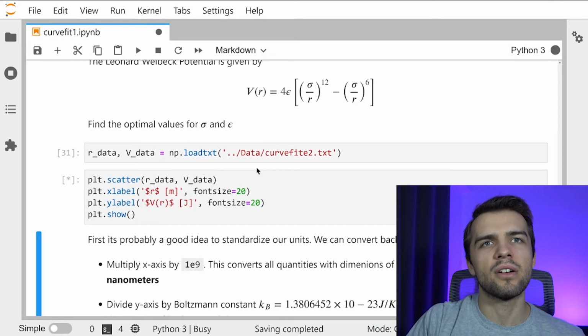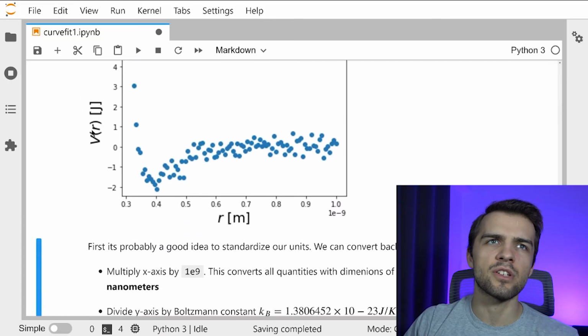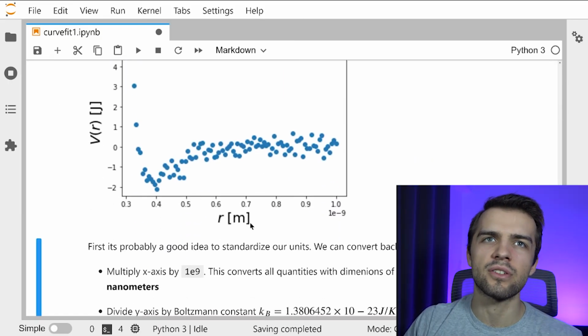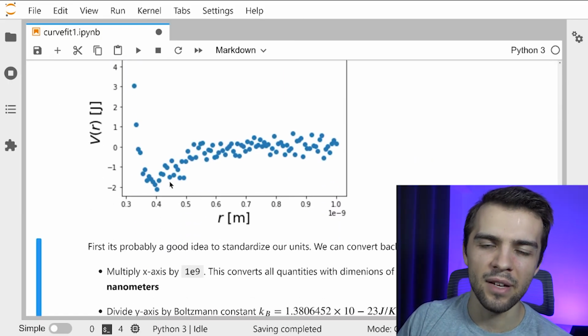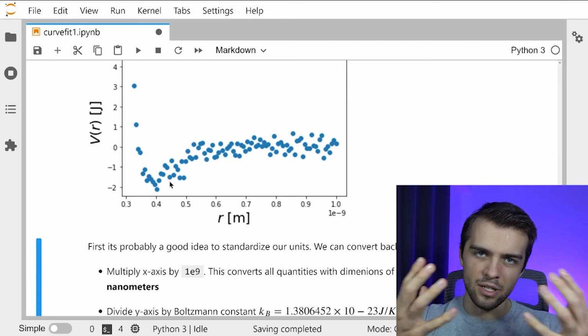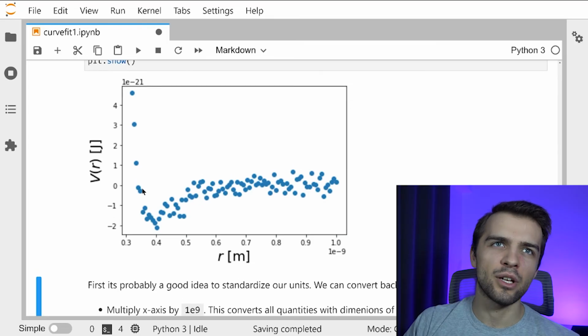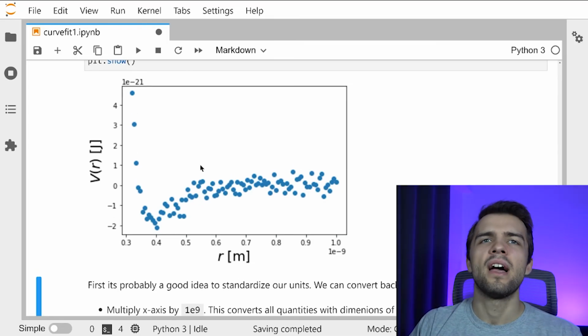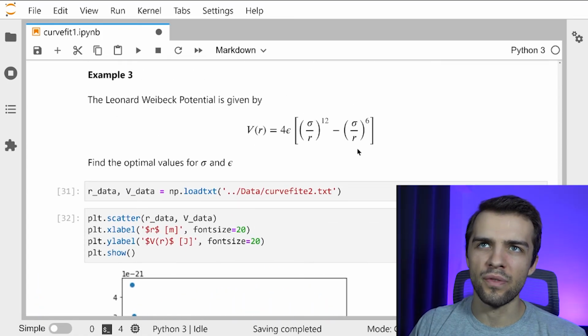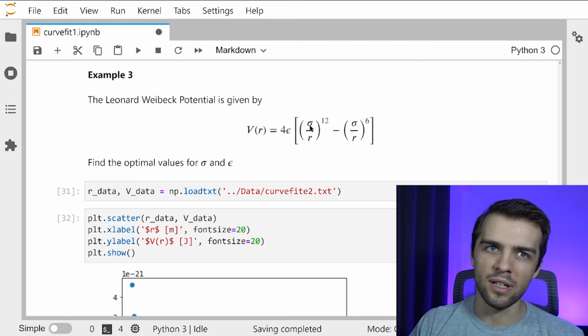So I opened some data, R data and V data. And so here's my V of R, my potential, and here's R. And when V is negative, the potential is negative, they're basically attracted to each other. Here it's approximately around 0, and then it goes up and up and up really high. So that means that they repel each other. And we want to fit this here to this curve here. And we need good guesses for epsilon and sigma.